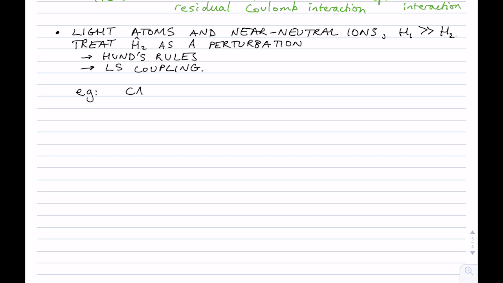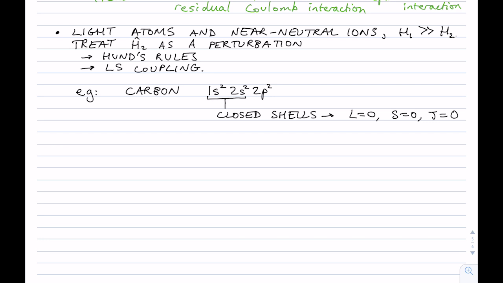So we'll talk about carbon. It's 1s squared, 2s squared, 2p squared. So these ones are closed shells. And closed shells have L equals 0, S equals 0, and therefore J equals L plus S equals 0 as well, right? So in other words, all I have to worry about is the valence electrons, the 2p squared. They're going to carry all of the angular momenta.